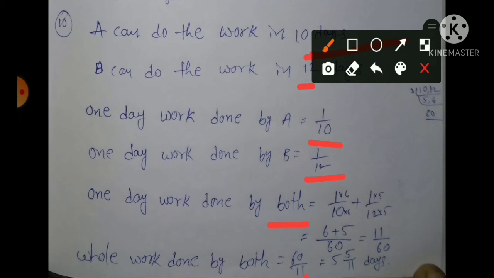So whole work done by both is nothing but the reciprocal of that, 60 by 11. The reciprocal of 11 by 60 is 60 by 11. So whole work done by both is in 5 by 11 days. Okay.